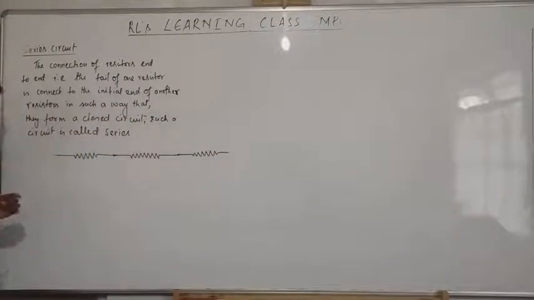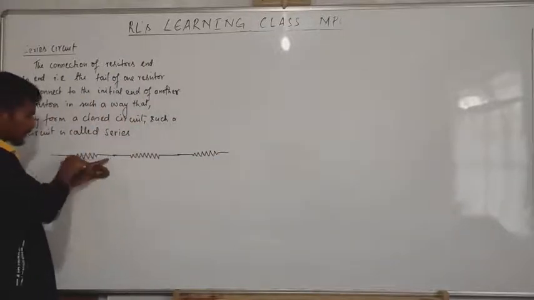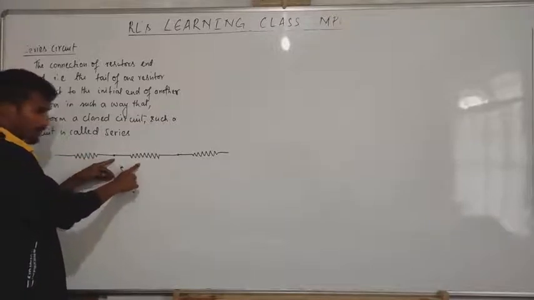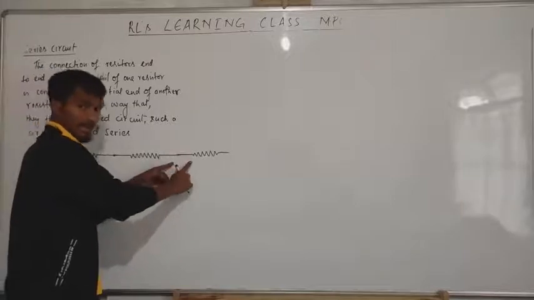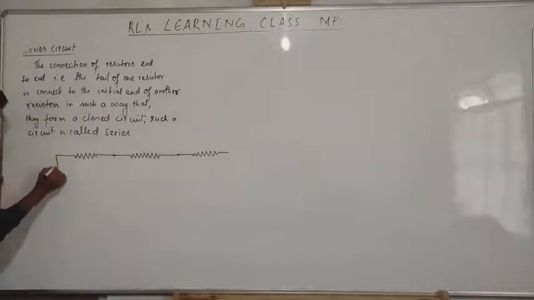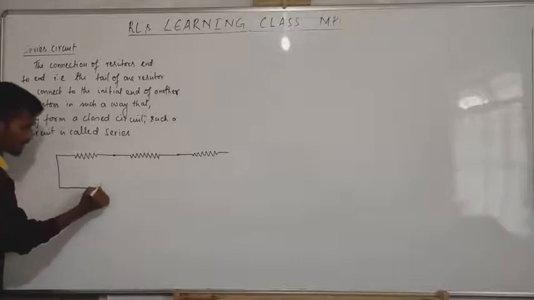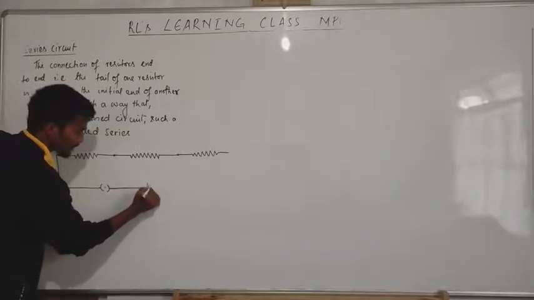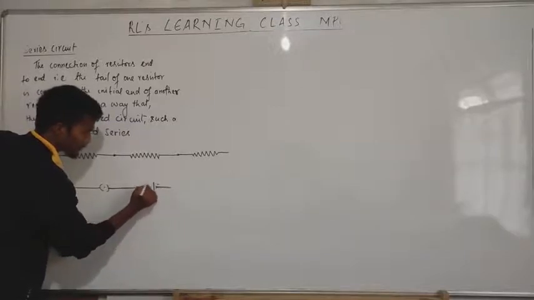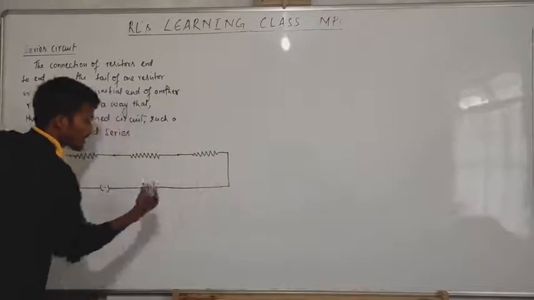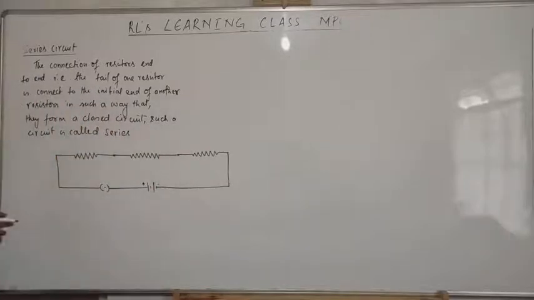This is connected end to end. Now this is the tail of this resistor connected to the head of this resistor. Then the tail of this resistor connected to the head of this resistor. These are connected end to end, and in such a way that they form a closed circuit. Let's say here is a switch, and here is a supply source. Now this will be the series circuit.